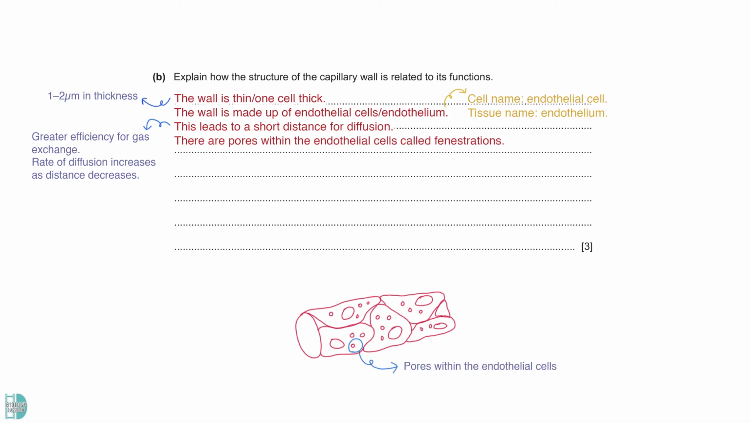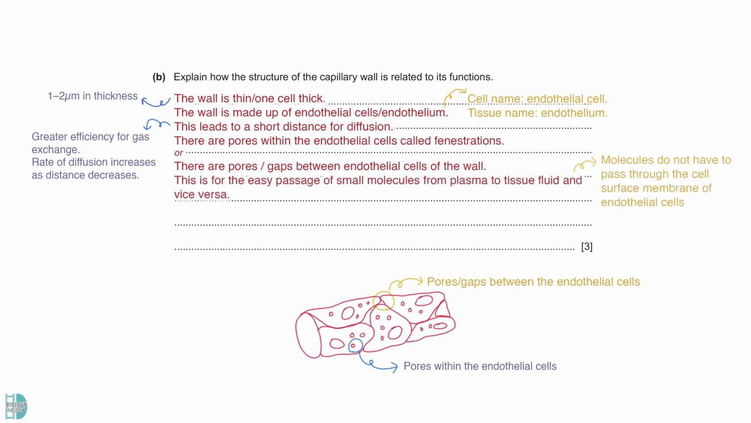There are pores within the endothelial cells called fenestrations. There are also pores or gaps between the endothelial cells of the wall. These pores allow easy passage of small molecules from plasma to tissue fluid and vice versa. Molecules do not have to pass through the cell surface membrane of endothelial cells. Hence, the efficiency increases. Endothelial cells can also perform pinocytosis to take up substances in blood plasma.